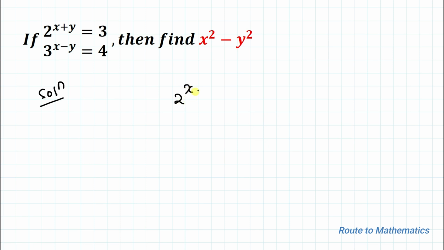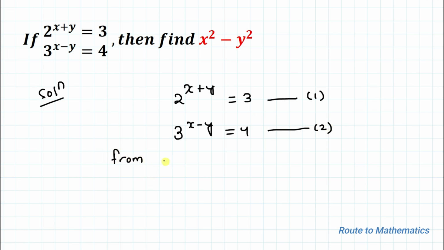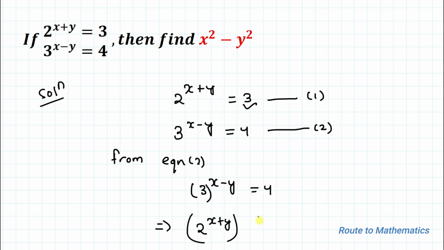So we have given 2 to the power x plus y equals 3. Let's take it as equation 1, and our second equation is 3 to the power x minus y equals 4. Now from equation 2 we have 3 to the power x minus y equals 4, so you can notice that 3 equals 2 to the power x plus y. So let's just substitute equation 1 here. This implies we can write (2 to the power x plus y) whole to the power x minus y equals 4.